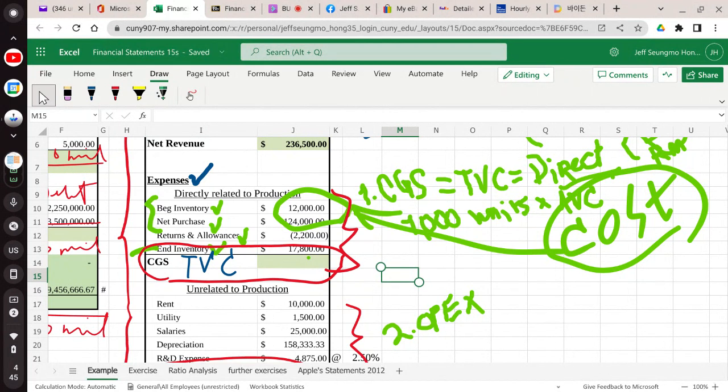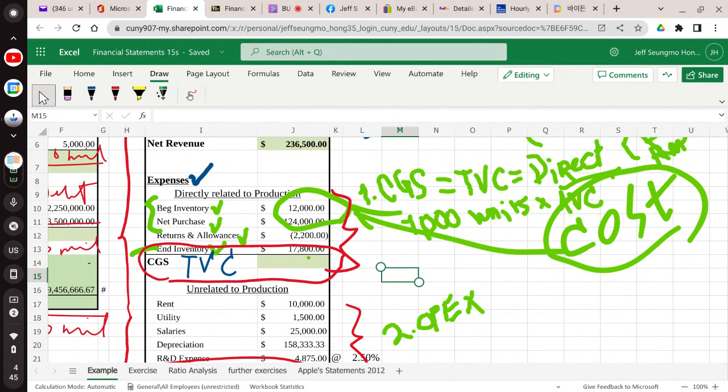But in dollar values, right, in terms of dollar value, CGS is the conclusion. CGS is our main concern. That's why they are switched. Okay, that's why they are switched. You understand?